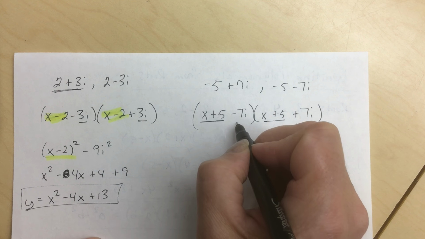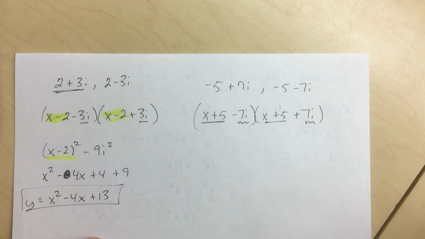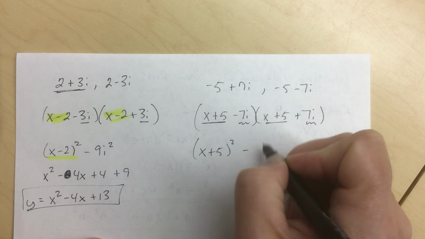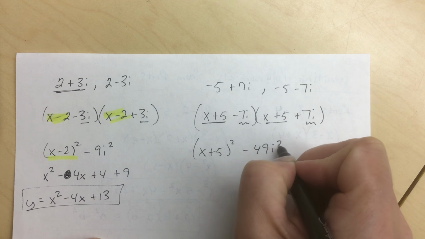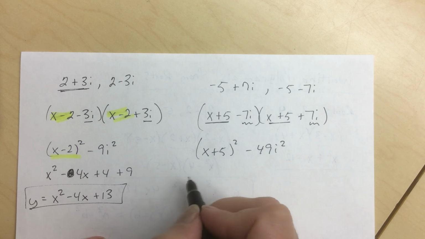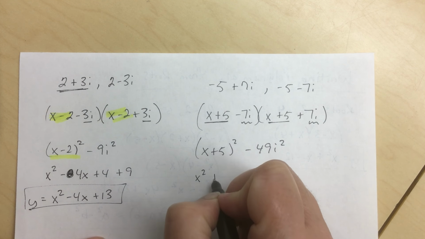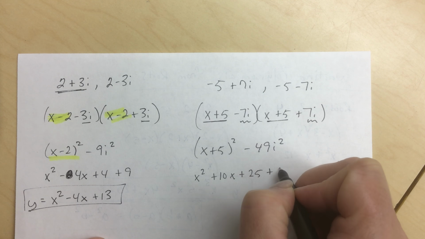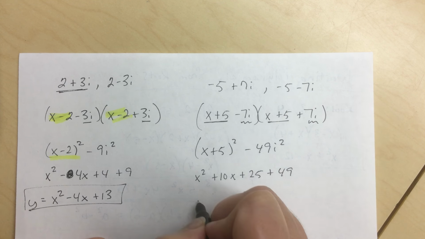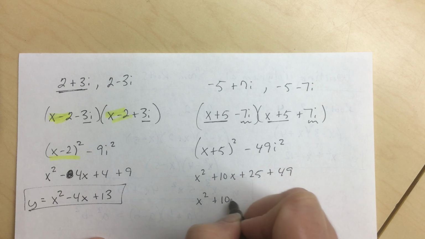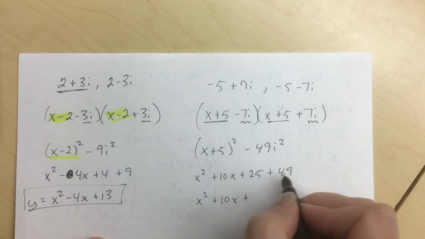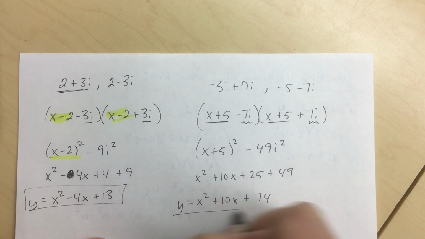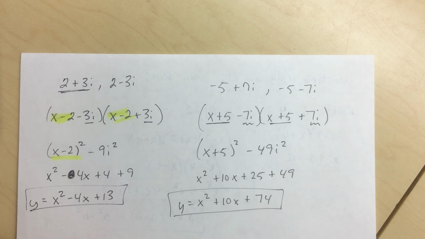So x plus 5 is my first thing, 7i is my second thing. First thing squared minus second thing squared. This becomes x squared plus 10x plus 25, and then this is plus 49. So you end up with x squared plus 10x plus 74. So that's how you do that.